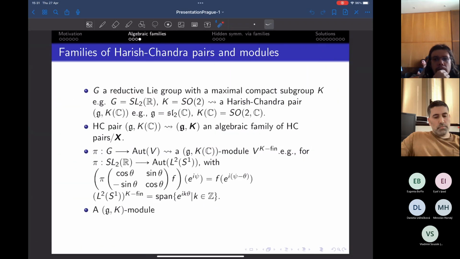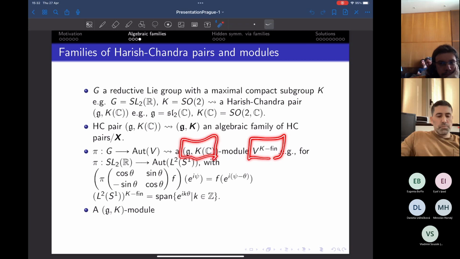And it's a fact that this K-finite subspace carries an action of G and an action of K, these complex algebraic things, and these two actions are compatible in some natural sense. And this thing, a complex vector space carrying two compatible actions, this is what we call a GK module.